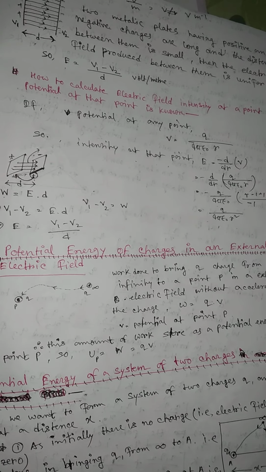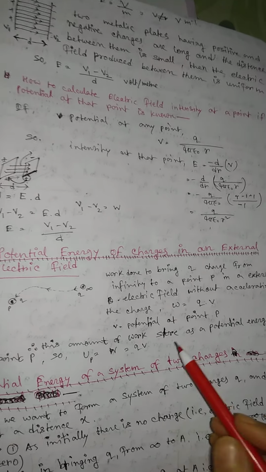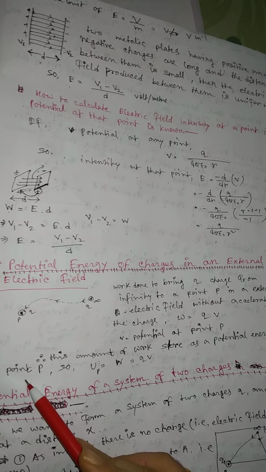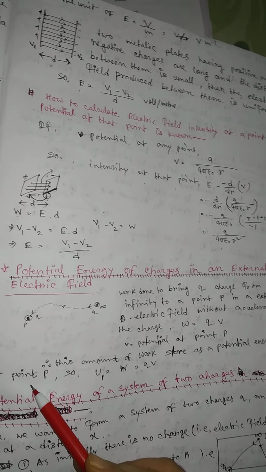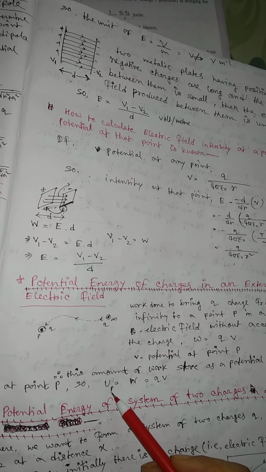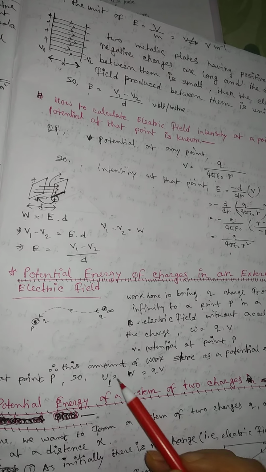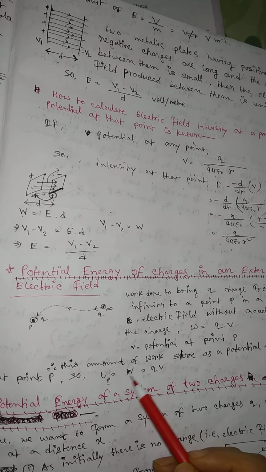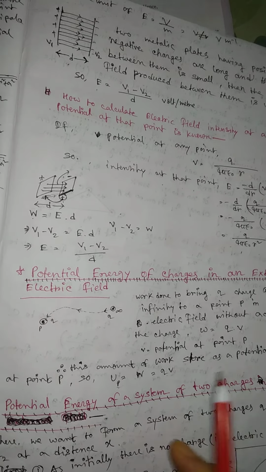So this amount of work is stored as potential energy at point P. So U_P, or we can say the potential energy at this point, equals W equals Q into V.